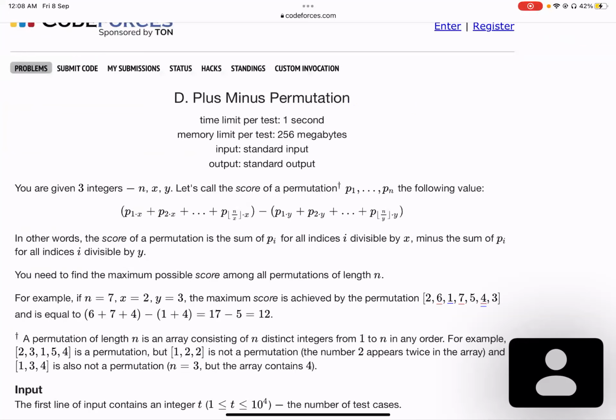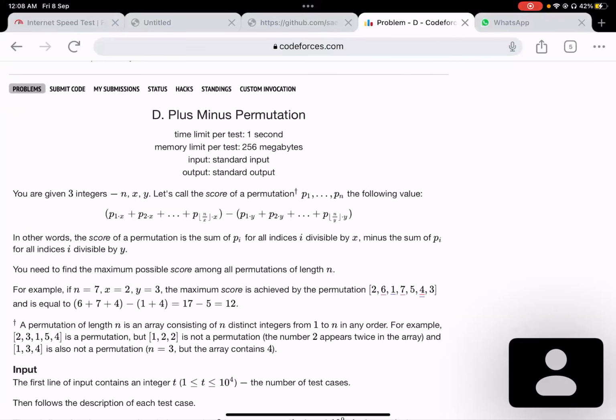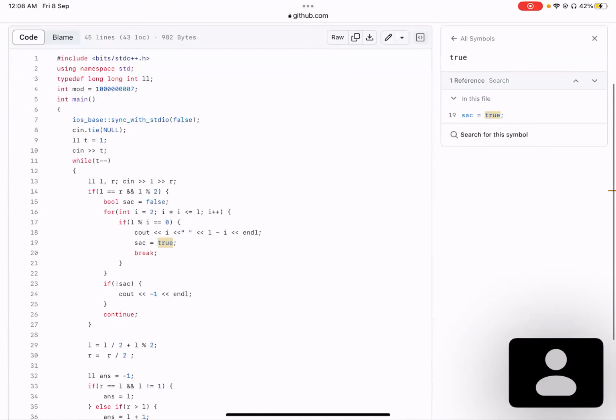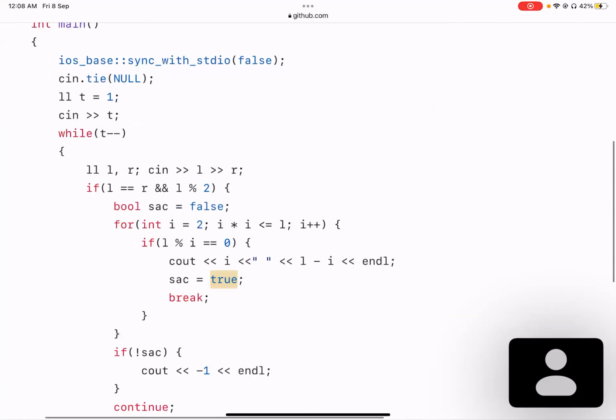Okay. So you are given three integers n, x, and y. And what they are saying is, let's call it the score. Yes. Bhaiya, can you show the code of when L is equal to R? That case. Yeah, L equal to R. Okay, thank you.